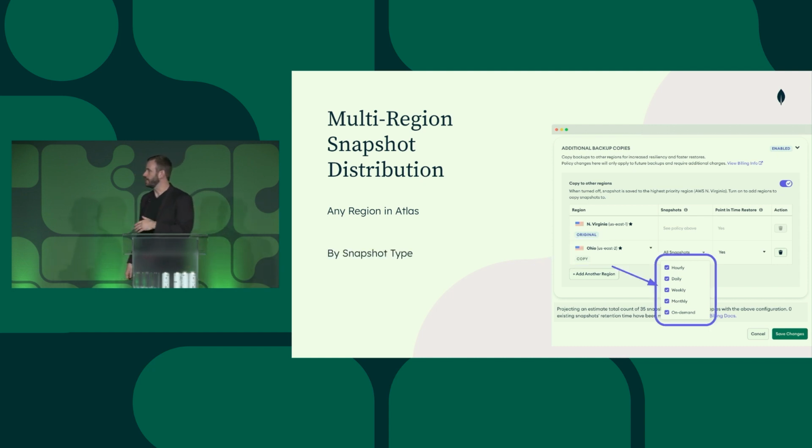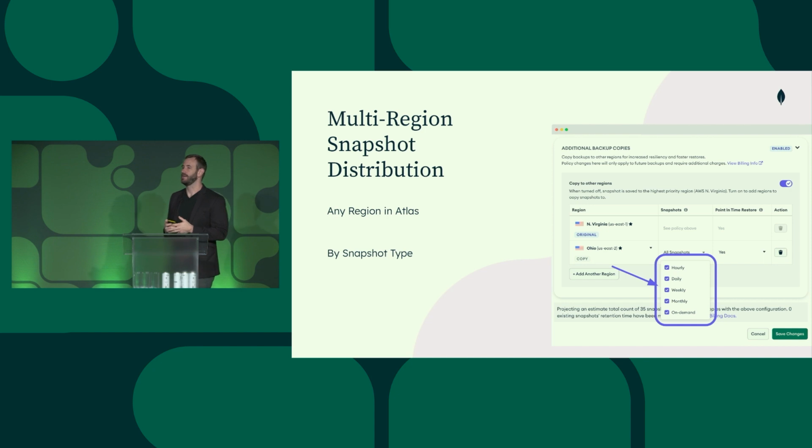And you can also change this by a certain snapshot type. So depending on the organization or depending on your application within your organization, you may have different needs. Some companies may want to copy over their hourly and daily snapshots so that they can use these just to recover quickly. Other companies may want to copy over maybe their monthlies or weeklies because this also allows you to have a faster restore in that other region as well.